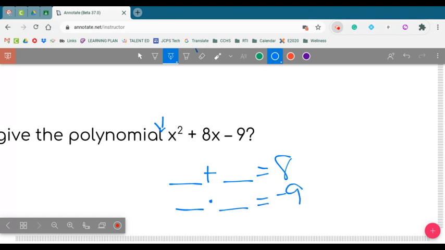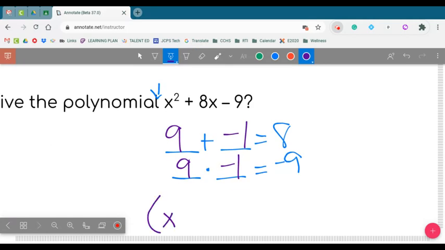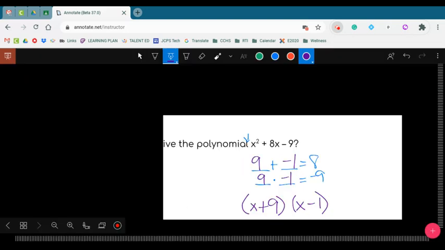Well, you have to get a negative 9, but a positive 8. So one has to be negative and one has to be positive. So you want to get a positive 8, so the 9 needs to be positive and then the negative 1. You can't use 3 and negative 3 because that wouldn't work. It would just cancel each other out. So your two binomials would be x plus 9 and x minus 1.